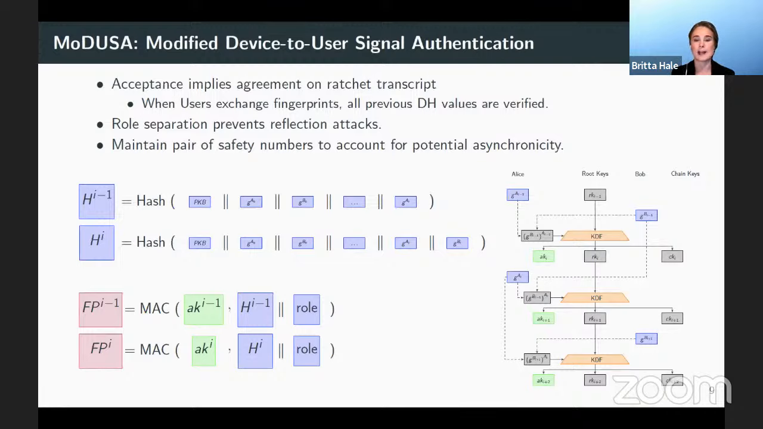And from these hashes, we combine them with an authentication key. Now, this authentication key is a new introduction to the protocol, and it's simply one more key derivation, and that's derived per epoch. We then compute the new fingerprints over these authentication keys and the hash ratchets to basically have a new value that a user can compare. And by maintaining two of these, we're able to account for asynchronicity as well.